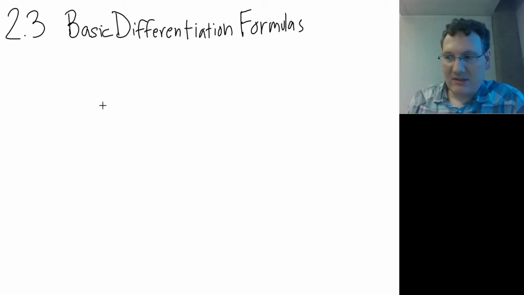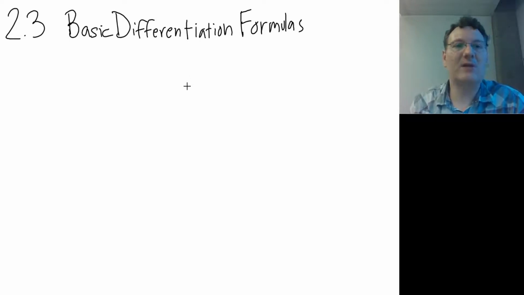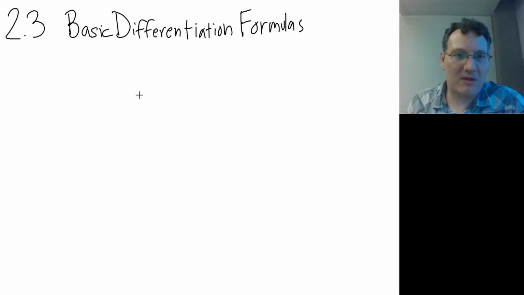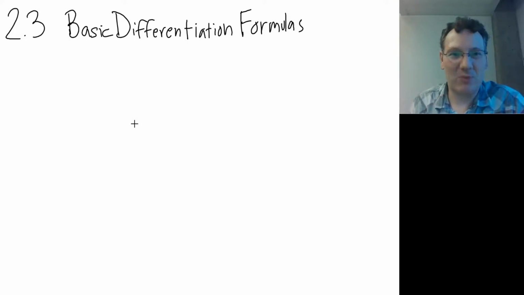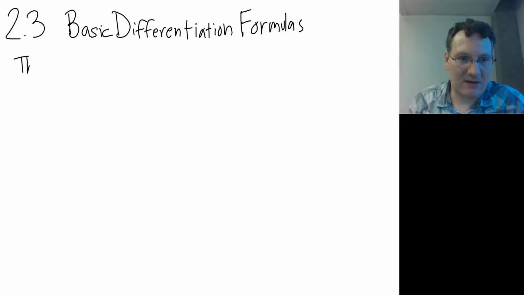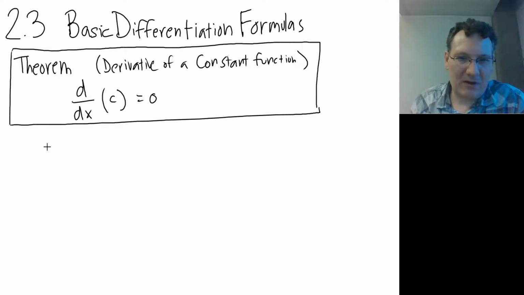All right, so in this section, we're going to establish some basic differentiation formulas that will be reusable tools, rather than finding the derivative of every single function one by one. And the first one is going to be the derivative of a constant. So I'll state it as a theorem. The derivative of a constant function, that's d over dx of just some constant c, is equal to 0.